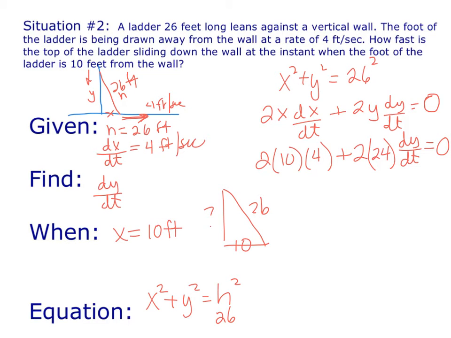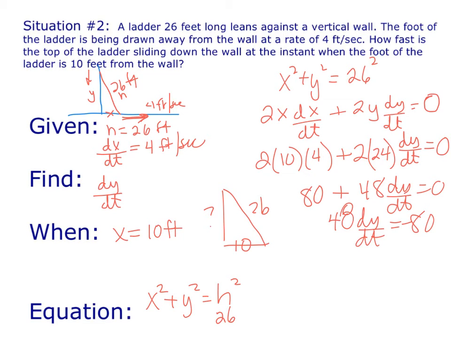All right, so when we put all that in there, that's 80 plus 48 dy dt equals 0. Move the 80 over. 48 dy dt is negative 80, right? So dy dt is going down, right? It's moving downwards. That kind of makes sense that it is negative. So I have negative 80 over 48, which reduces to negative 5/3, and it is feet per second. And there we go.